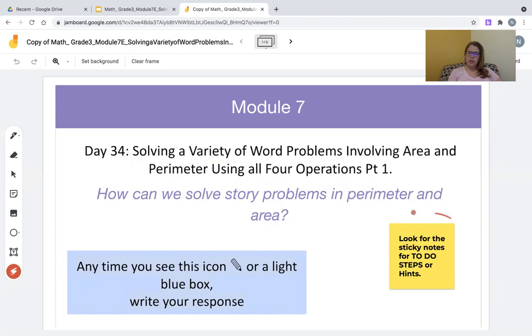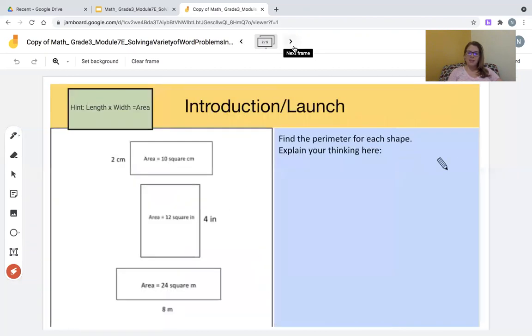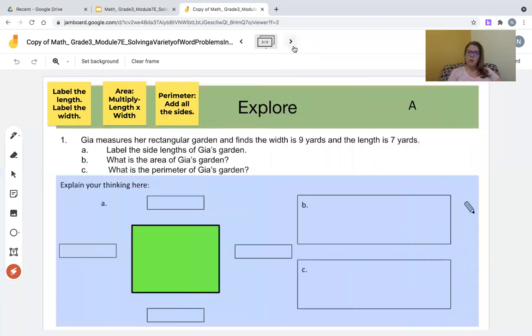Please look for the sticky notes for to-do steps or hints. You may be asked to complete the introduction page on your own or with your teacher. Today we will focus on the Explore section.